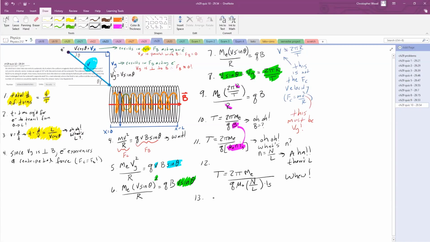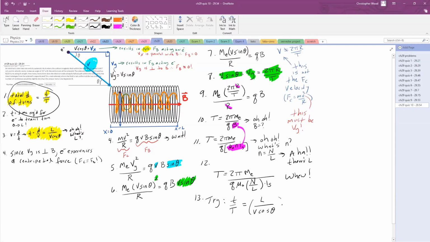Number 13. Let's try now the little t over big T, because little t over big T is our answer because of this conversation. If it takes 10 seconds to go from 0 to L and it takes 2 seconds for one revolution, that means you've completed 5 revolutions. So here's little t, looking at step 3: little t is L all over V cosine theta.